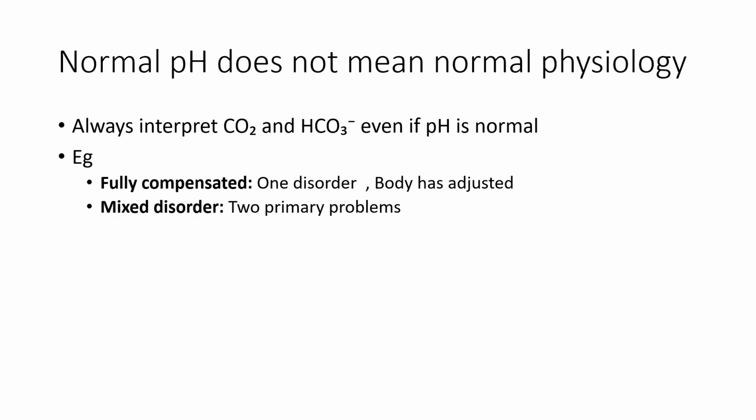Now we will see some concepts in depth. If you see in a VBG report or an ABG report that the pH is normal, that does not mean that the patient is in normal physiology. It can mean that either the body has fully compensated the issue to maintain the pH in a normal range so that it can function properly, or it is a mixed disorder where there is a spuriously normal value of pH.